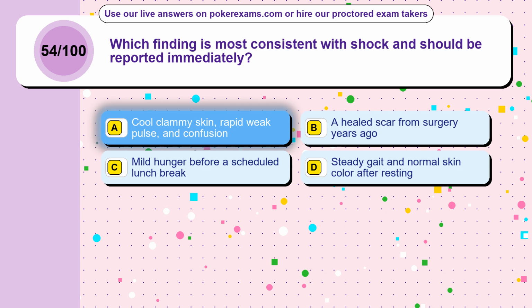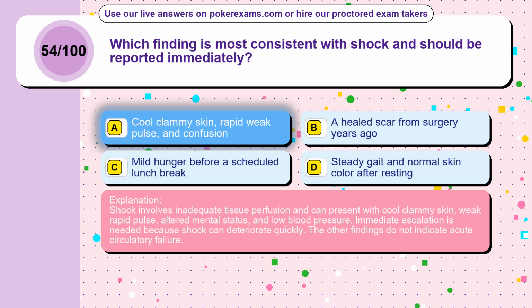Cool clammy skin, rapid weak pulse, and confusion. Shock involves inadequate tissue perfusion and can present with cool clammy skin, weak rapid pulse, altered mental status, and low blood pressure. Immediate escalation is needed because shock can deteriorate quickly. The other findings do not indicate acute circulatory failure.